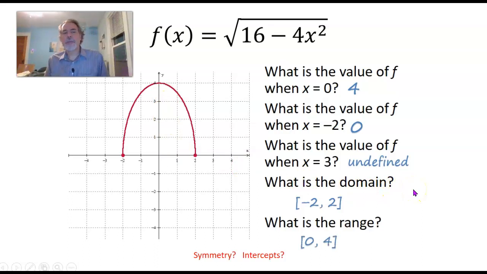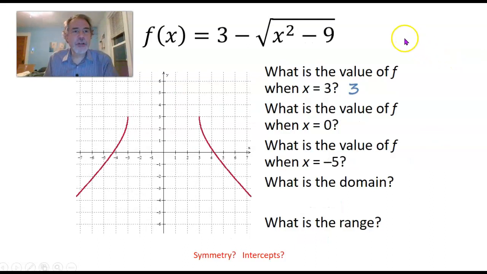And we could also talk about symmetry. Looks to me like this is symmetric with respect to the y-axis. The y-axis runs right through the middle of the graph, cutting it into two identical halves that are mirror images of one another. And we could ask about intercepts. Looks like we've got x-intercepts at negative 2 and 2, and a y-intercept up here at 4.